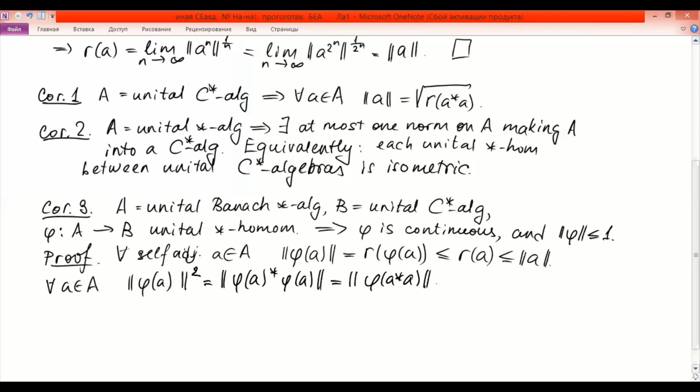Now, a star a is self-adjoint. And by the previous line, we conclude that this is less than or equal to the norm of a star a. And since A is a unital Banach star algebra, this is less than or equal to the norm of a squared. And that's it. So this completes the proof. This shows that the norm of phi of a is less than or equal to the norm of a.